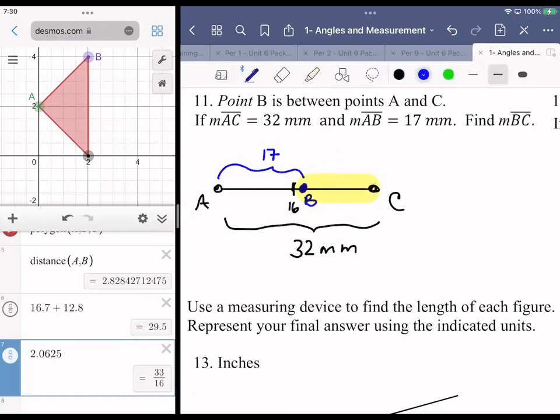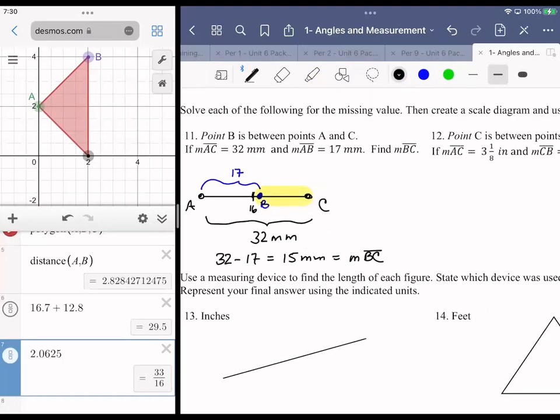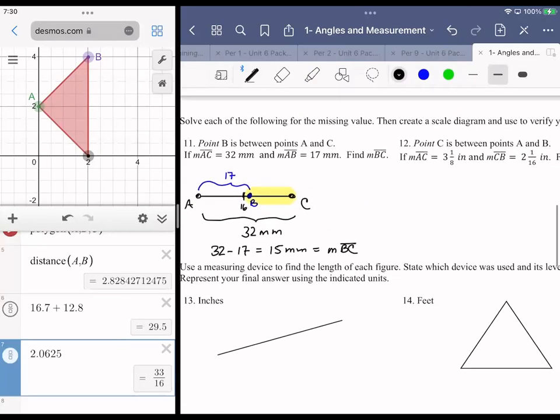Right, same idea. It's just subtraction, except we had to come up with the diagram ourselves first. So 32 minus 17, 15 millimeters. That's going to be the measure of BC. All right. So you take the information you have. What do you know? What do you not know? And it's usually almost always either addition or subtraction.